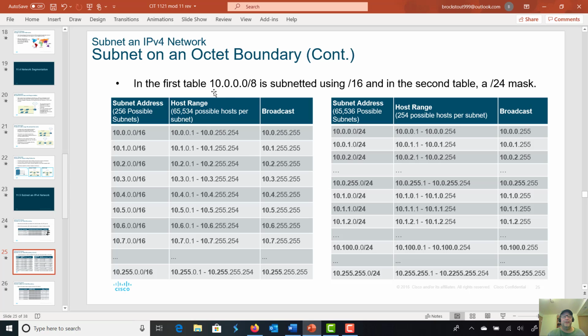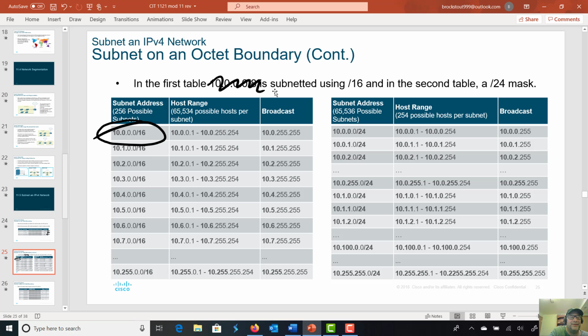In this case, the first table is for 10.0.0.0 with a /8 and a /16 and a /24. What it's showing you here is the first address, the host range, and then the broadcast addresses with the different subnet masks associated. So let's start over here and say we've got 10.0.0.0/16. How big is that network? Well, the network is going to be 10 and 0 because it's a /16. It's using a /16, and then there's a /24 in the other table.